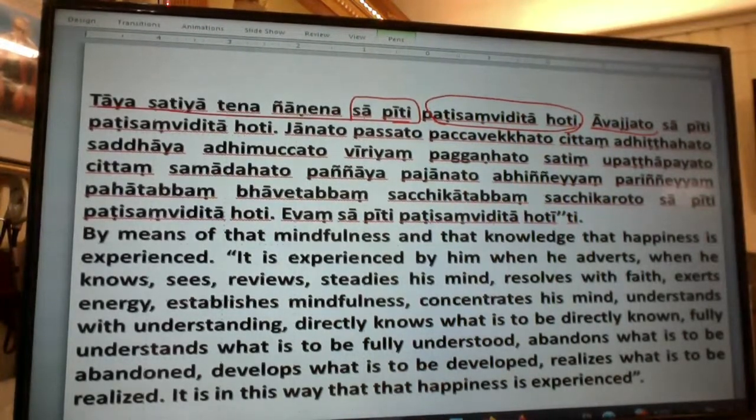Avijjado. Sabidi. Avijjado. Avijja is abiding. Avijjana, panchadara avijjana, manodara avijjana, avijjana. Avijjana is abiding. Avijjado is abiding in the jhana.